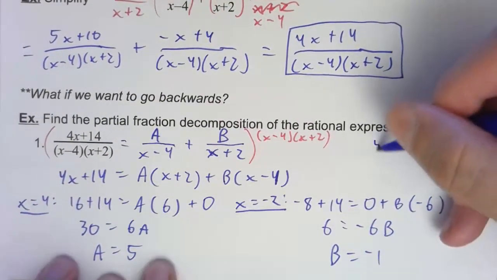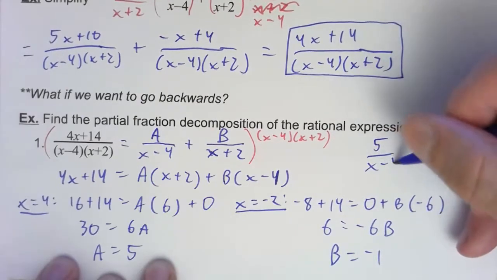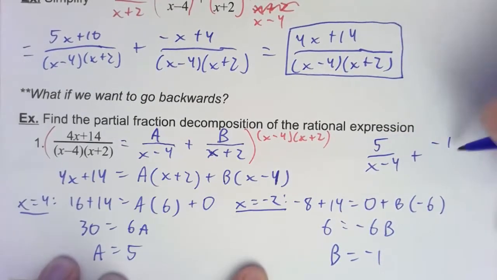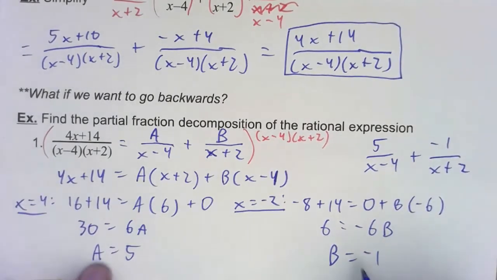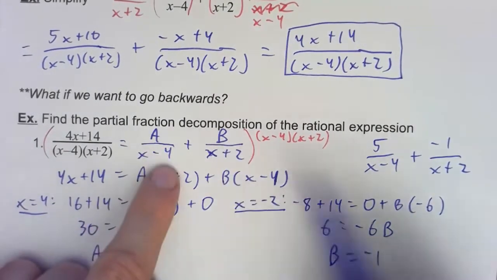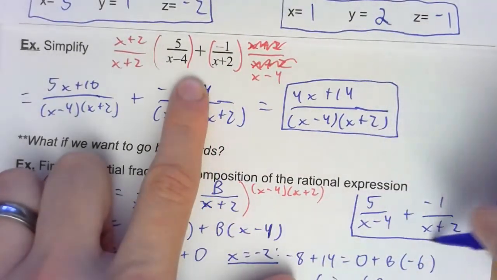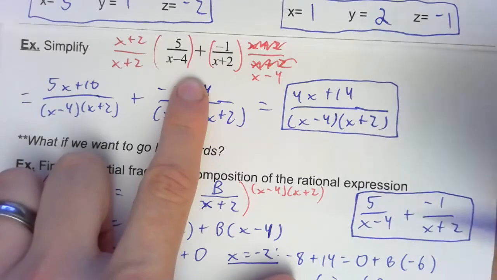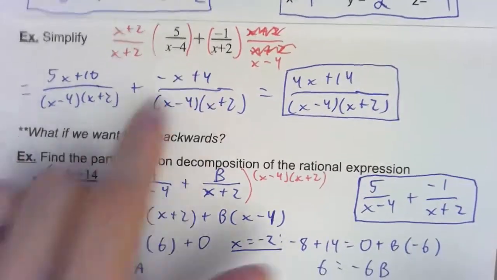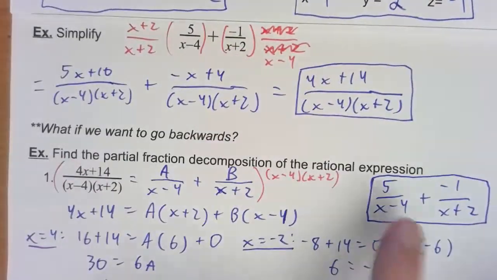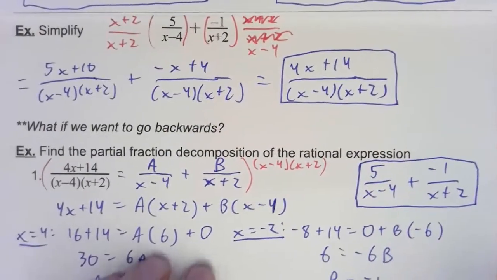And then, of course, I'd have to actually go back and write my fractions. So I would have to say 5 over x minus 4 plus -1 over x plus 2. Take the a and b, put them back in these fractions that I wrote. And look at that. That's exactly what we'd started with. We were able to go backwards. We played Jeopardy. We started with the answer, and we went back, and we figured out what the question was.